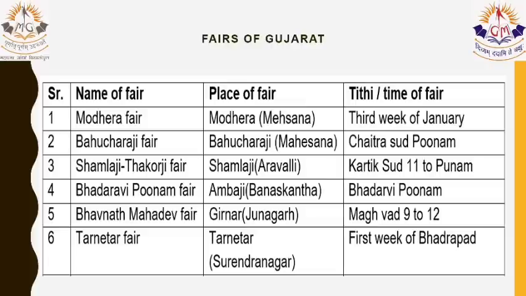Next is Shamlaji Thakurji fair. Shamlaji, or you can say Thakurji fair also. It is held at the Shamlaji temple, which is situated in the Arvali district of Gujarat. This is also held according to the Hindu calendar in the month of Kartik, Sud 11 to Poonam, that is what we call Agyaras, that is 11 to Poonam.